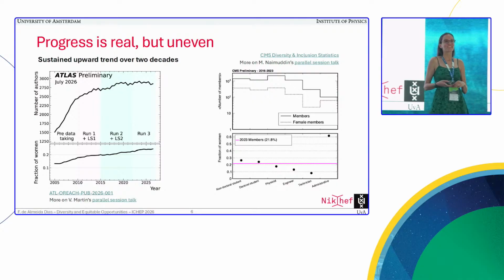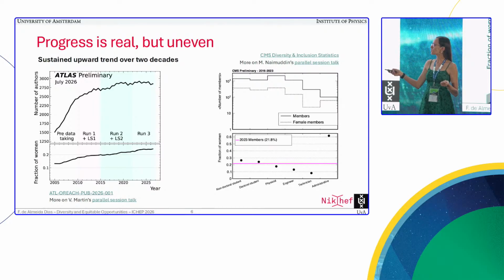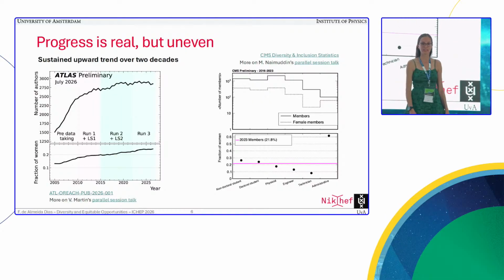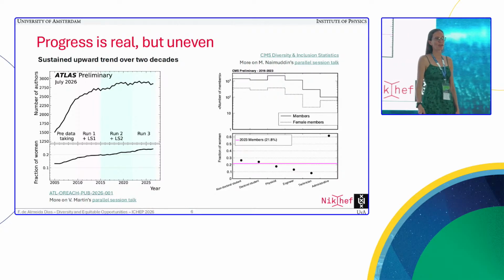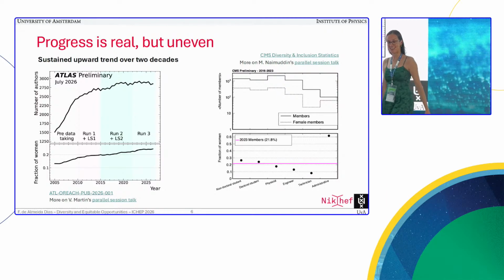However, this is a little bit uneven. The CMS plot shows us something interesting. This is the fraction of women starting from non-doctoral students, doctoral students, and then they go lower and lower. You can see here for engineers and technicians, they're a much lower fraction than you have for the students. And is anybody here surprised to see that the fraction of administrative staff is over 60% women? I don't see any hands.